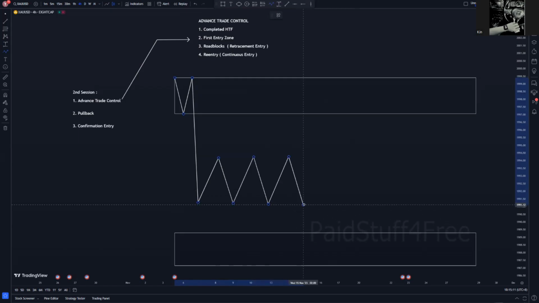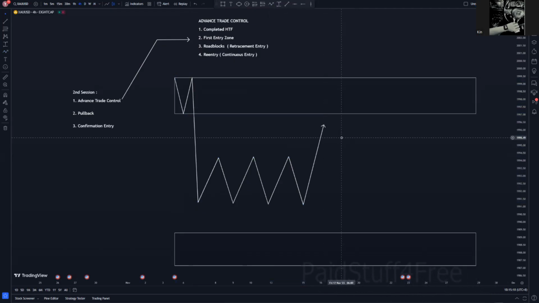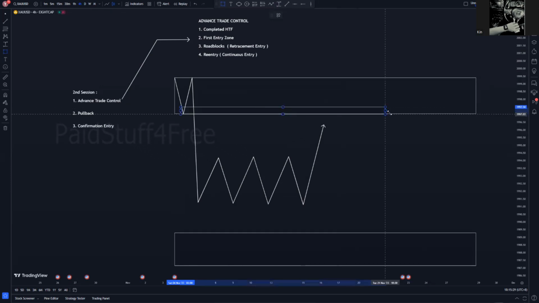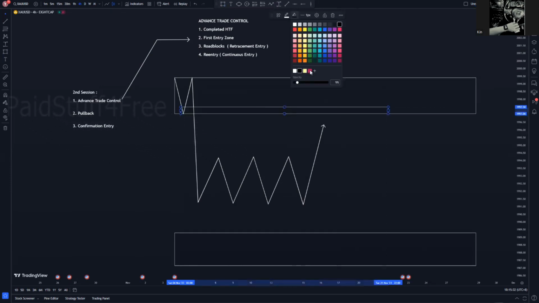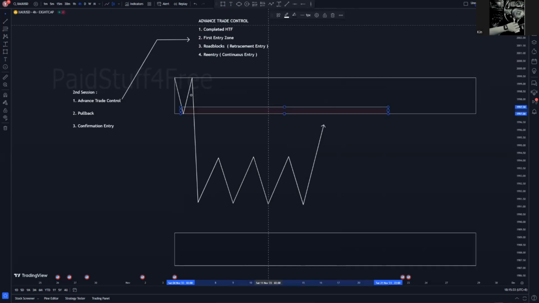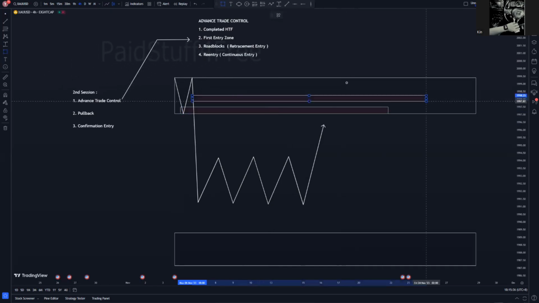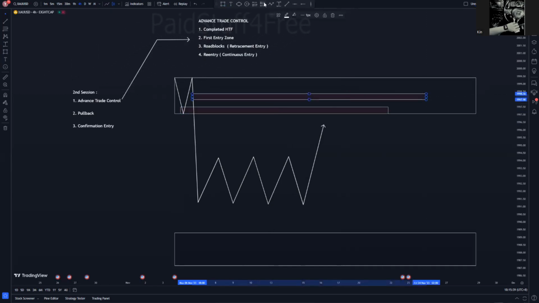Engulfing cell. So when the price made a pullback, get into the zone. Before the price gets into the zone, of course, we will have a lot of zones, which we call our first entry zone. We're going to have the first entry zone somewhere around here, and then the second one somewhere around here. The third one somewhere around here.